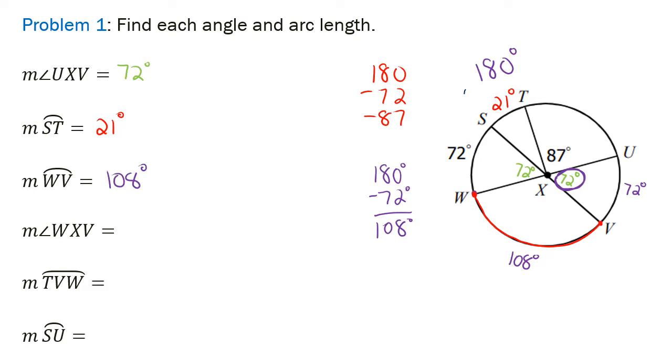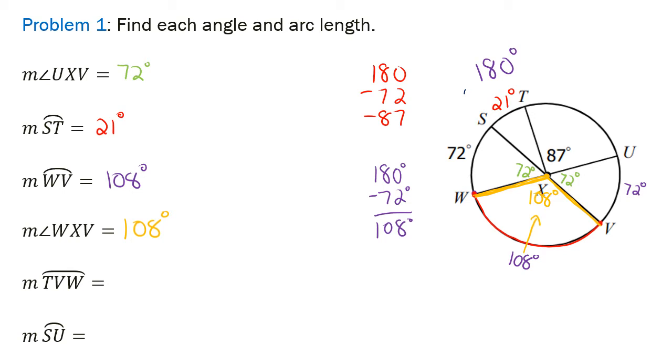The next thing it's asking us to find is angle WXV, this central angle. Now the central angle, we know its arc is WV, which is 108, so its central angle is also 108. The angles from the center to the arc are always the same. Central angle, arc.